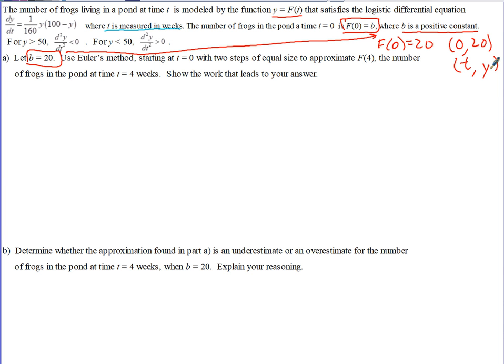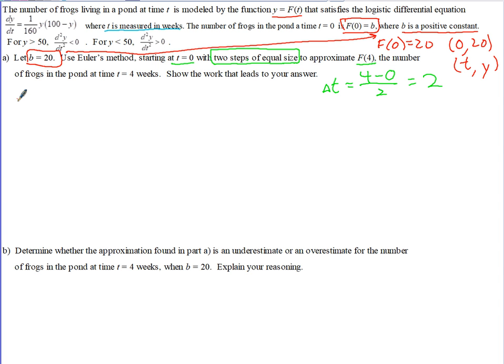And then what we're trying to do is use Euler's method again, starting at t equals 0 with 2 steps of equal size to approximate f of 4. So again, to calculate the step size, delta t in this case, you take the difference between where you're trying to approximate, 4, and where you're starting, 0. That's the gap between the 2 points, and then divide it by the number of steps, 2, to get the step size. So in this case, 4 divided by 2 is 2. So our step size is 2.